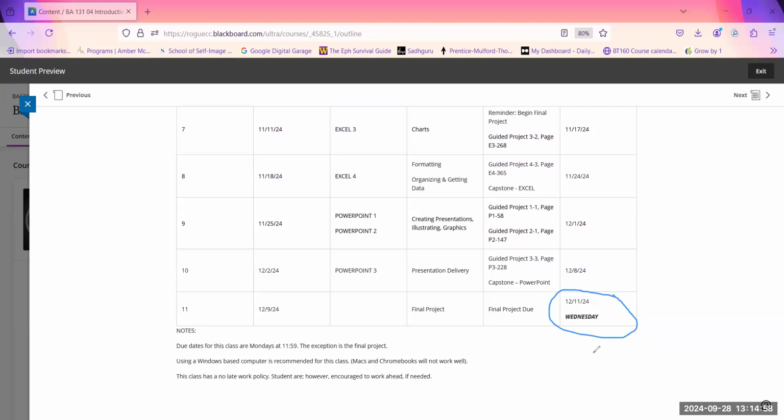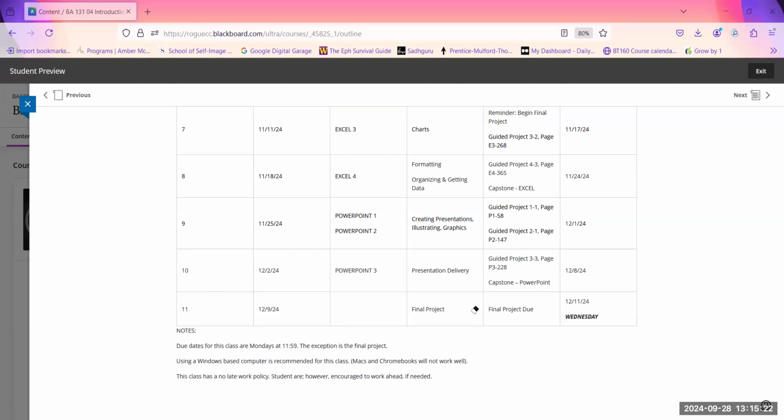This is on a Wednesday. So if you are a person who uses a planner, a calendar, some online system to keep up with your assignments, I would encourage you, make sure you put the due dates in so that you don't miss them. Due dates for this class are Mondays by 11:59. As we just talked about, the exception is that final project.